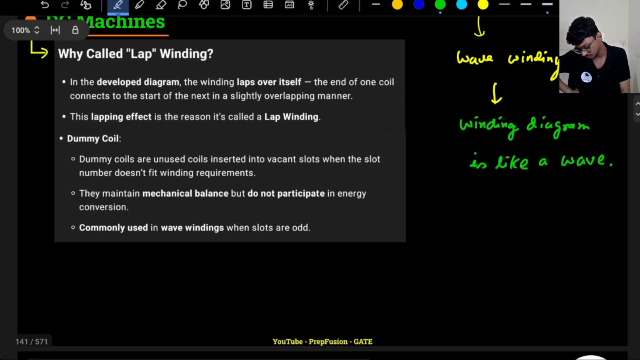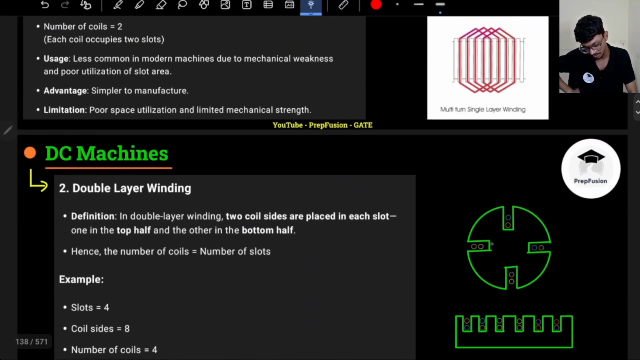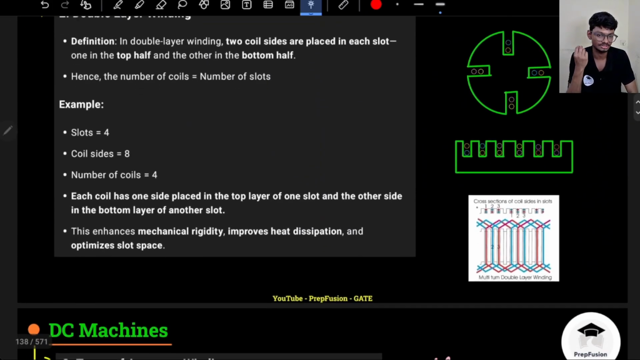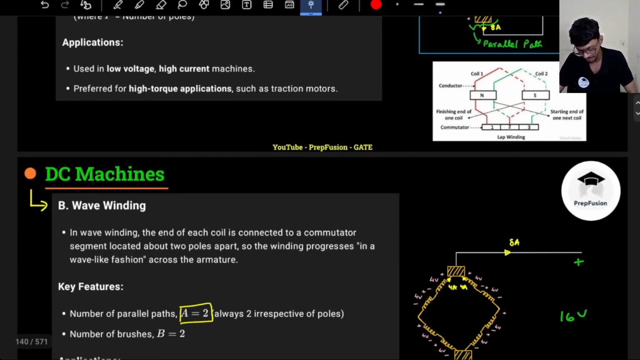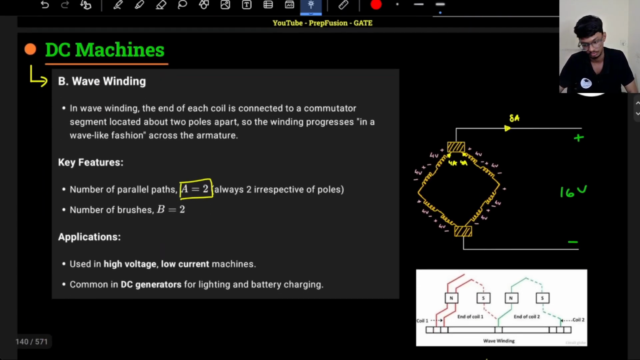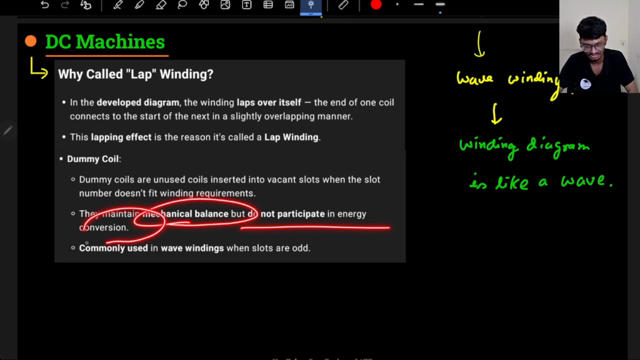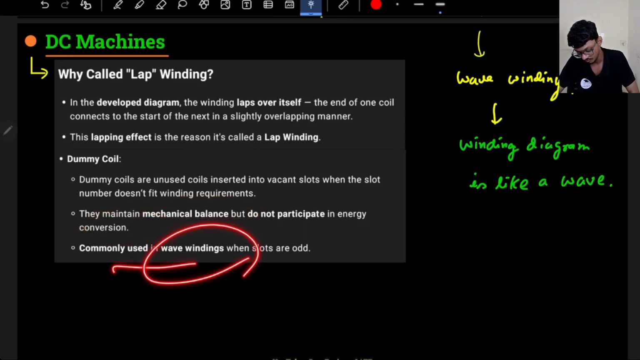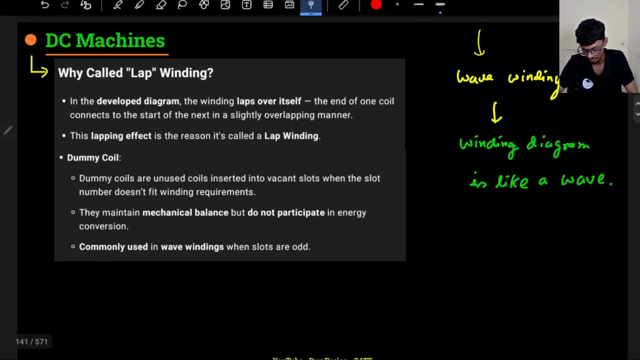Now there is another thing known as dummy coil. Dummy coils are unused coils inserted in the vacant slot. A few slots in the armature may be vacant and we might just place the coils. Those will not be used for inducing the EMF, those are just placed as a placeholder. So those are called dummy coils. They maintain the mechanical balance but do not participate in energy conversion. Commonly used in wave windings where slots are odd. I mean, if slots are odd, generally they are used in wave winding.